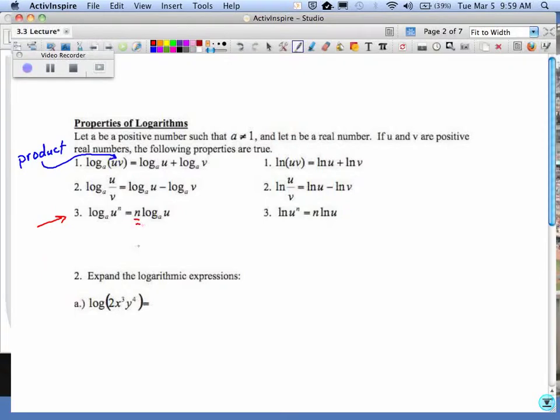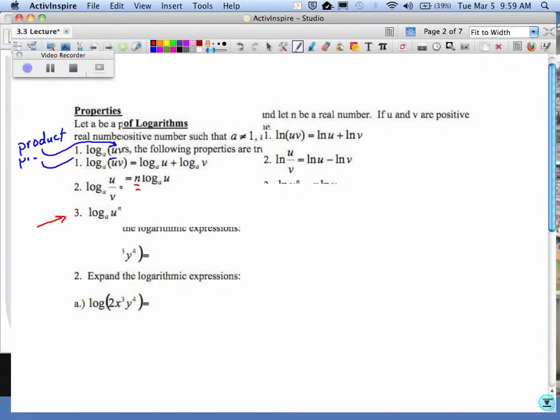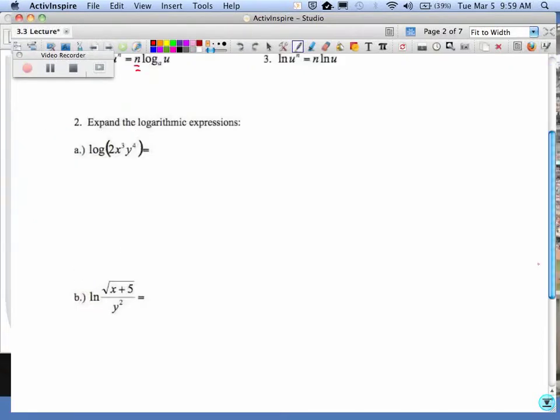So expand the logarithmic expressions. It might also say write as individual logarithms. What base logarithm is this, by the way? 10. Okay, so I don't have to write it. I just want to remind you every time we have the opportunity. So this is log base 10.